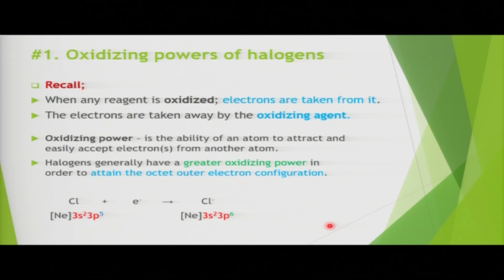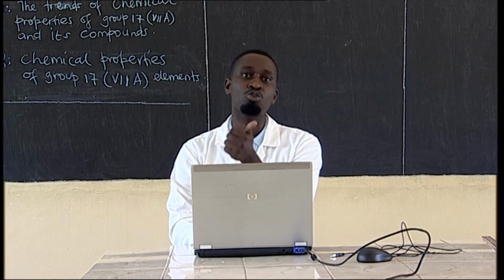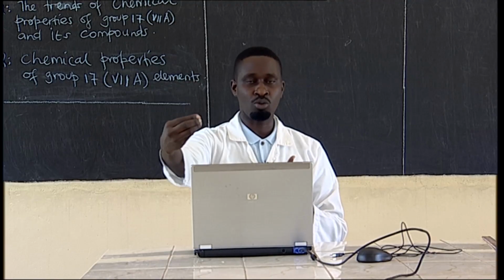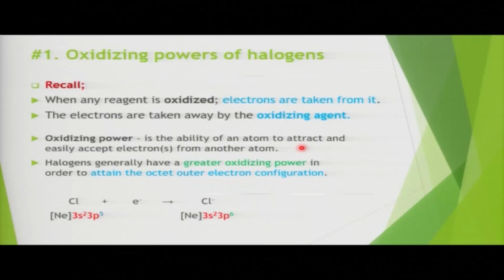The ability of the halogen atoms to attract and easily accept electrons from another atom. So in the definition, two things are considered: to attract and accept, then there must be another atom as the source of electrons. You must attract, but there must be another atom which is losing the electron. And as such, the halogens are good oxidizing agents.